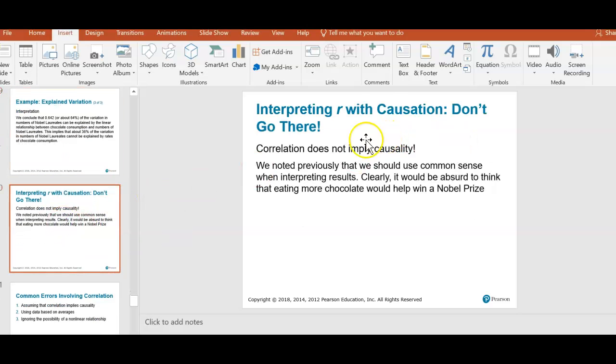A couple more things here. Interpreting R with causation, don't go there. Correlation does not imply causality. So it is absurd to think that eating more chocolate would help win a Nobel Prize.